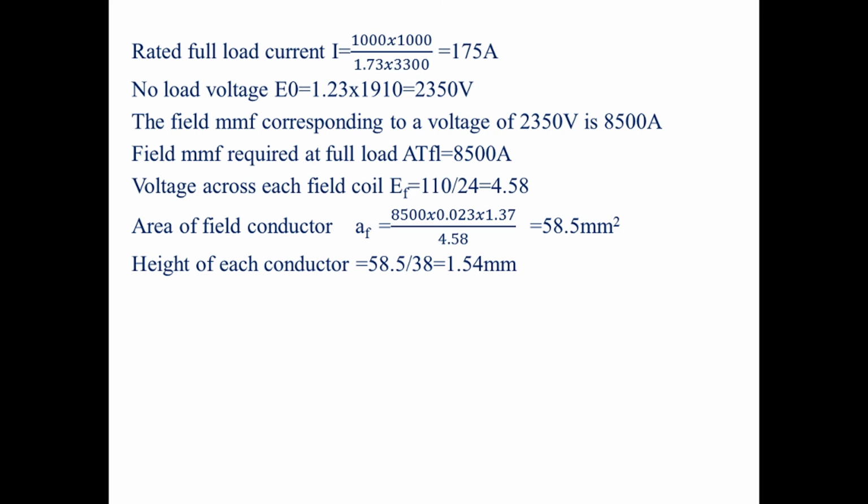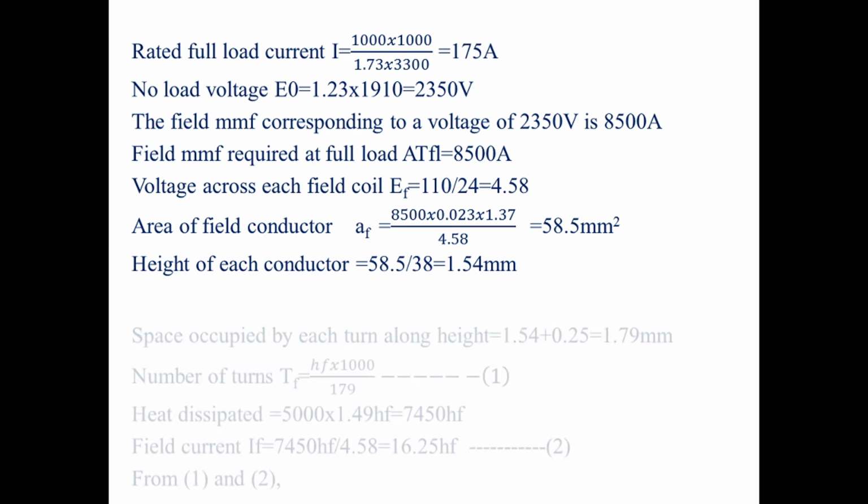So next, height of each conductor is 58.5, the area of field conductor, divided by 38. What is 38? 38 millimeter is the depth which is given. So the copper strip is 38 millimeter wide. So height into width is given by area. So area of field conductor is 58.5 millimeter square, and height of each field conductor is area divided by the 38, the width of the copper strip. So you will be getting 1.54 millimeter as the height of the field conductor.